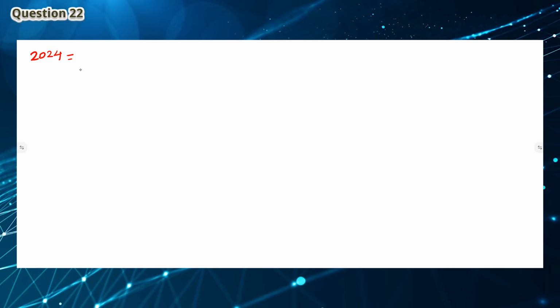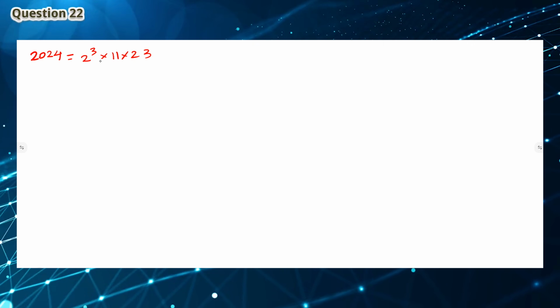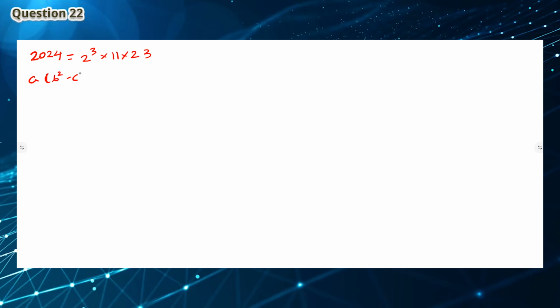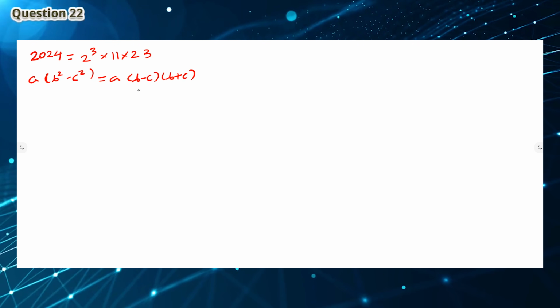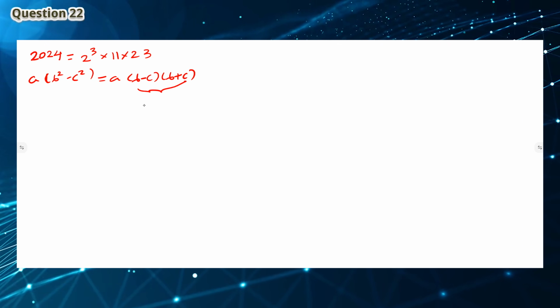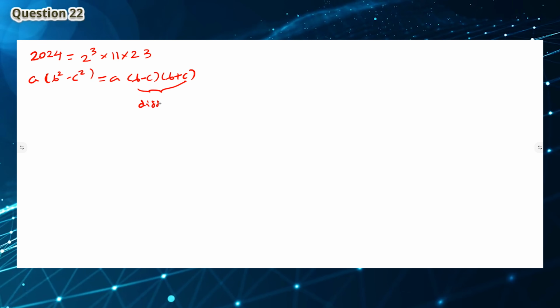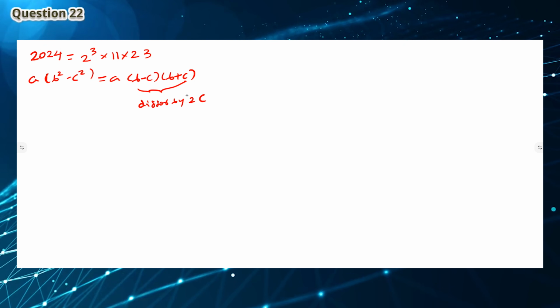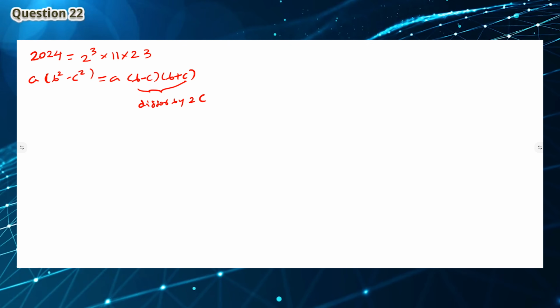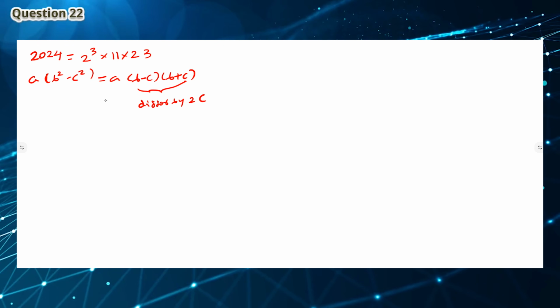To solve this question, let's first factorize 2024. A times (b squared minus c squared) is equivalent to A times (b minus c) times (b plus c). The pair factors b minus c and b plus c have a difference of 2c. This means that they are both either odd or both even.